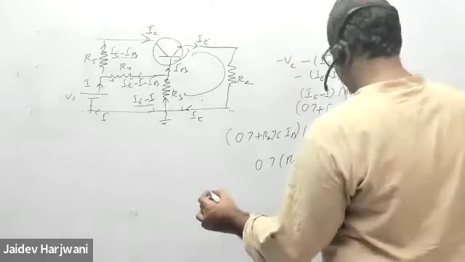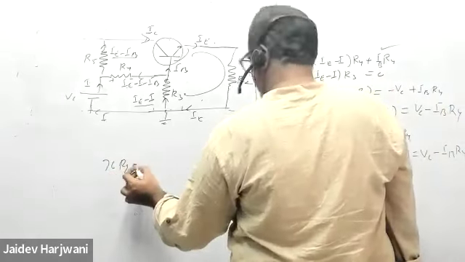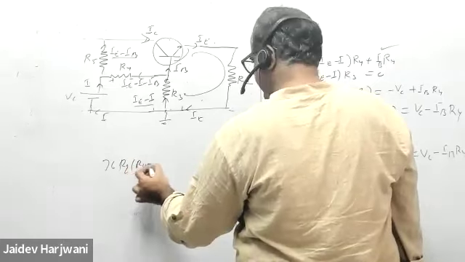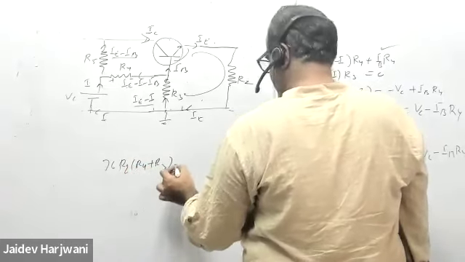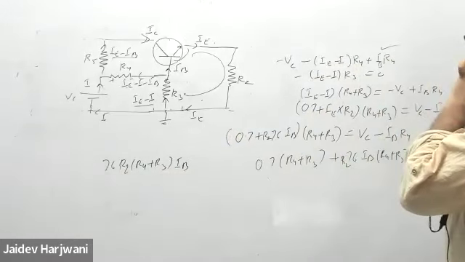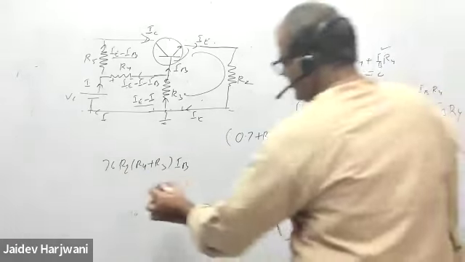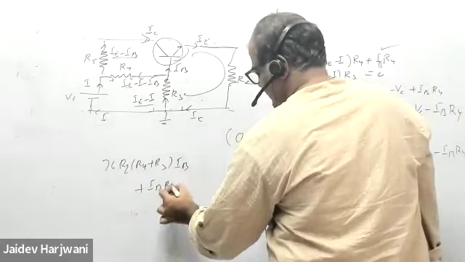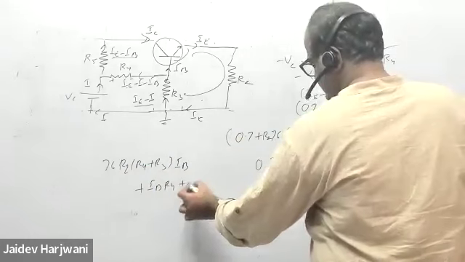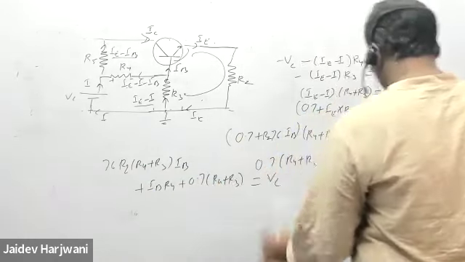Okay, so let me write here. So I have 76 R2, R4 plus R3 IB. This one plus IB R4 plus IB R4. And this is 0.6 R4 plus R3 equal to VC.